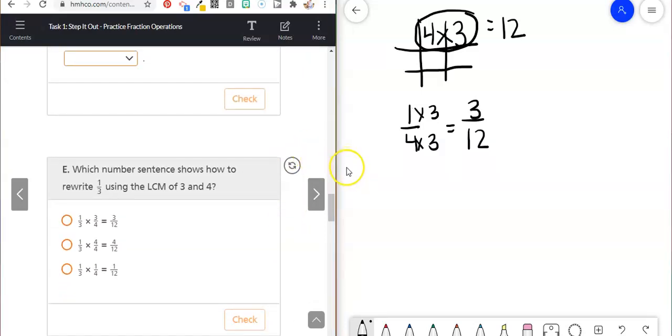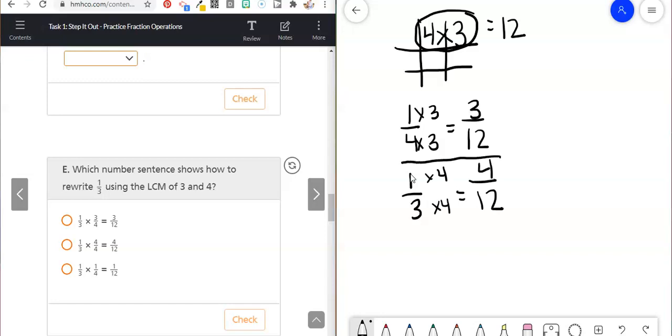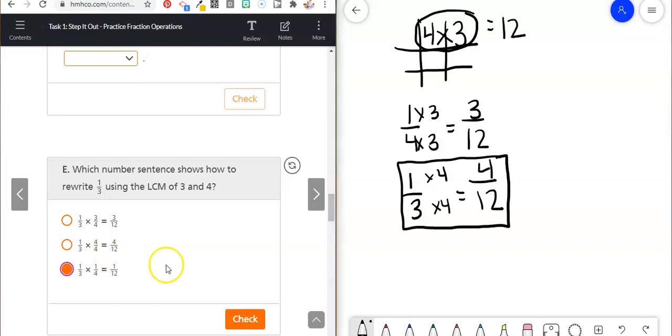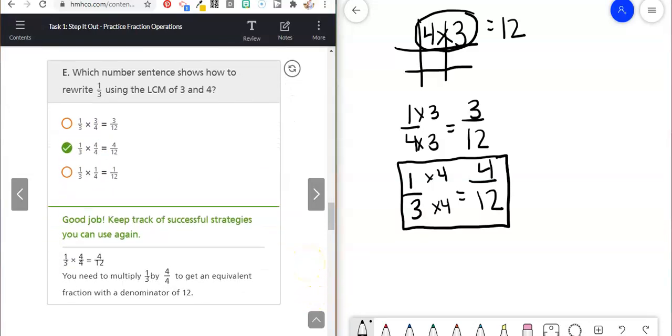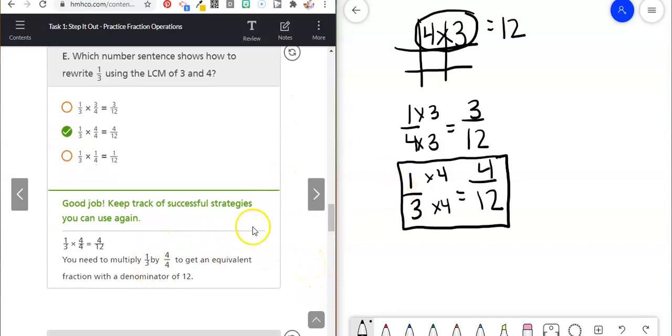So which number sentence shows how to rewrite 1/3 using the LCM of 3 and 4? So I'm over here on the right-hand side writing down. So I need to make 3 into 12. So I'm going to be multiplying by 4 on the bottom. Whatever we do on the bottom, we do on the top. So we get this right here. And let's see where that matches up. That matches up with that one right there. And I already explained to you over here how we got that.